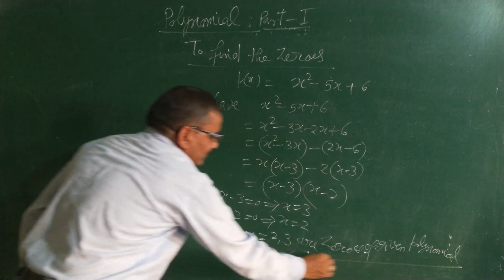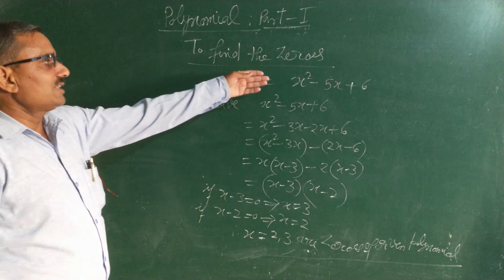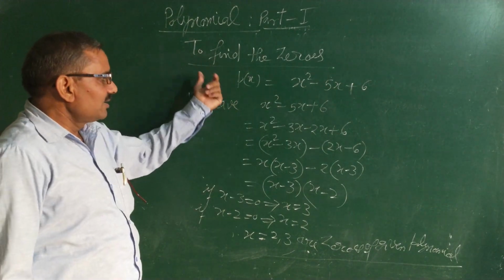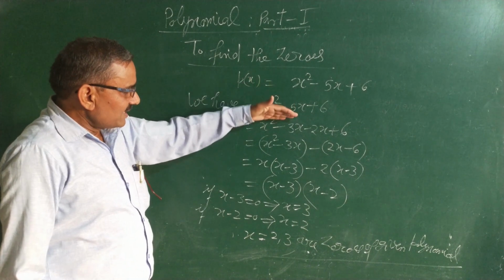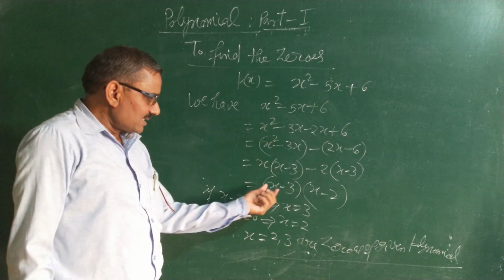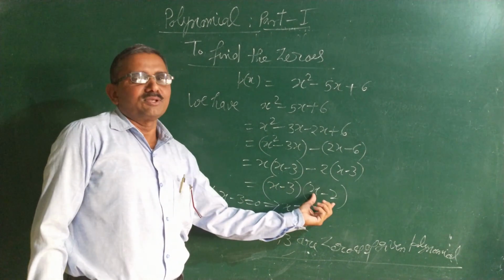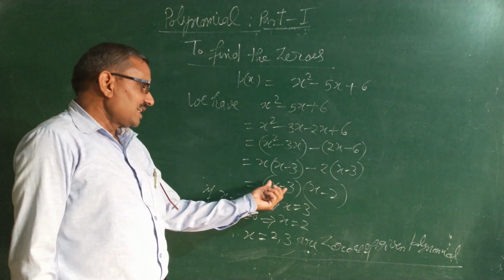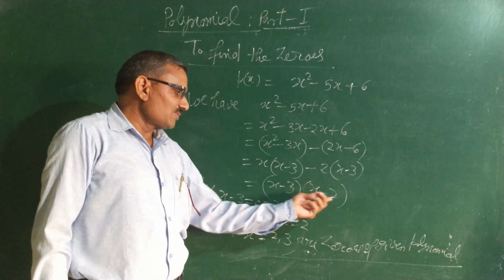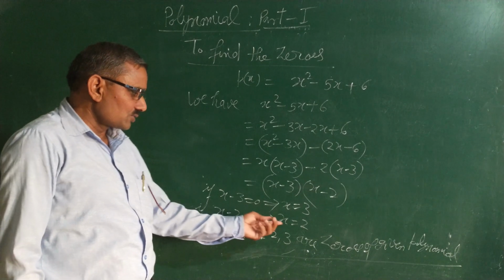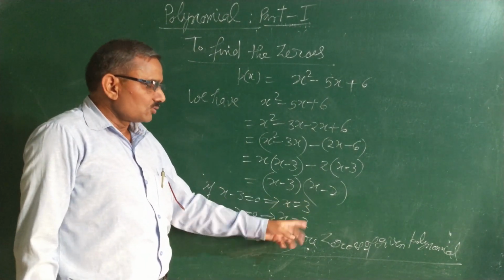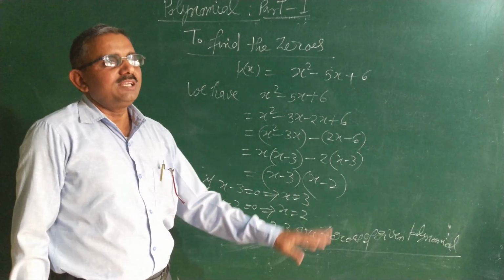Here I have taken x square minus 5x plus 6 as a polynomial. Again we have factorized it. After factoring we get two factors, x minus 3 and x minus 2. I have equated x minus 3 equal to 0, so x is equal to 3, and if x minus 2 is equal to 0, then x is equal to 2. So x is equal to 2 and x is equal to 3. Those are the zeros of the polynomial.